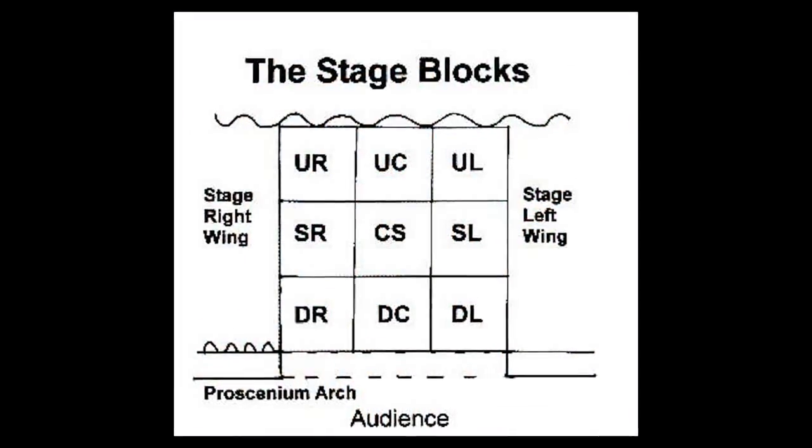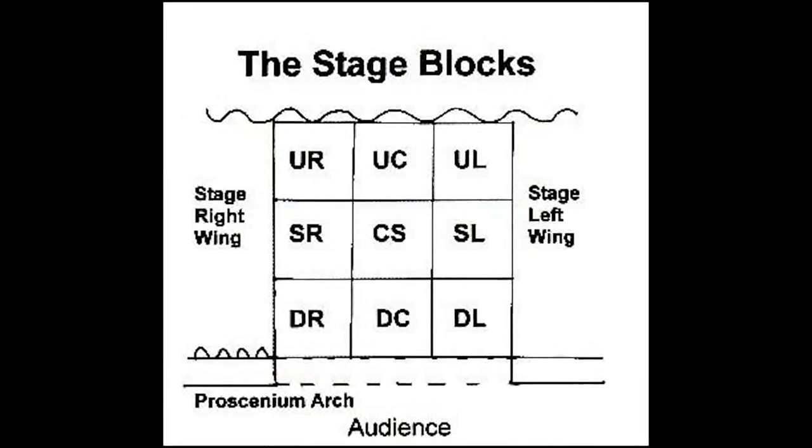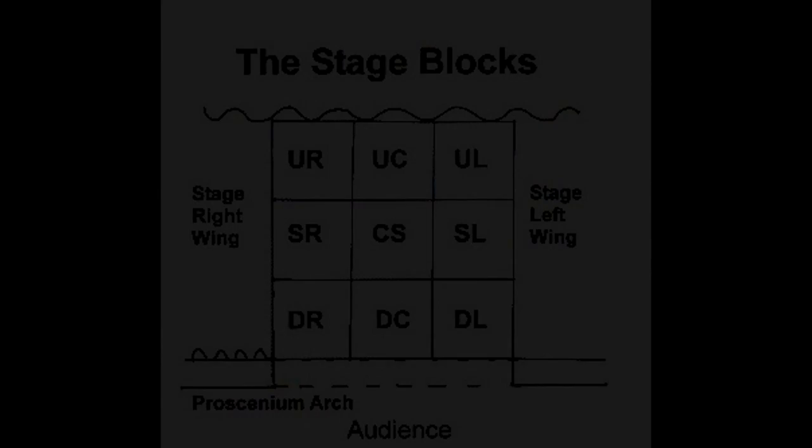The relative strength of the blocks are as follows. Down center is the strongest area, down right is the next strongest, then down left. And then, respectively, center stage, stage right, stage left, up center, up right, and then up left are of diminishing strength. The tendency our eyes have to move from left to right on a composition explains the orientation of stage strength from stage right to stage left.